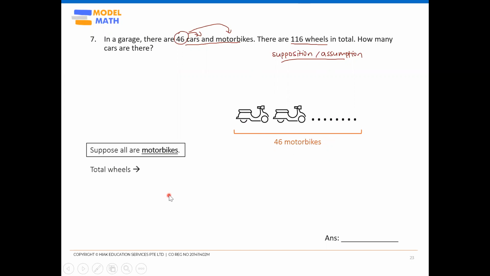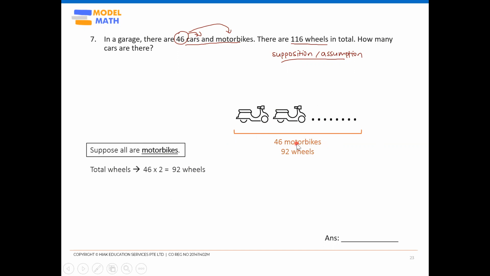I hope you know that a motorbike has 2 wheels. So if you have 46 motorbikes, simply 46 multiplied by 2 wheels. That will be 92 wheels in total over here. So once you know there are 92 wheels, it'll be good to write it down here. So that means there are 92 wheels here.